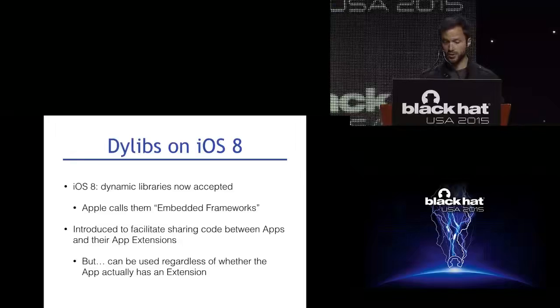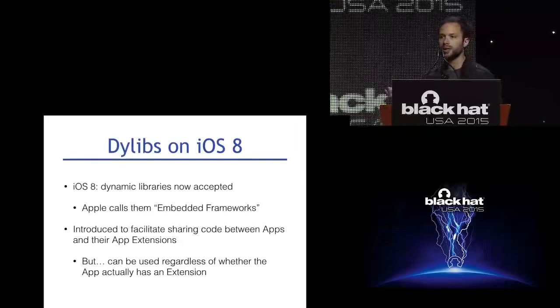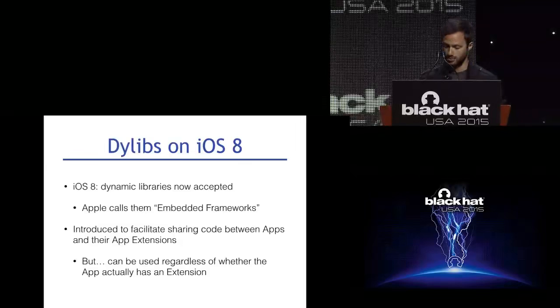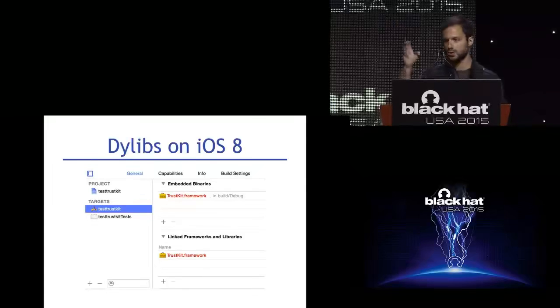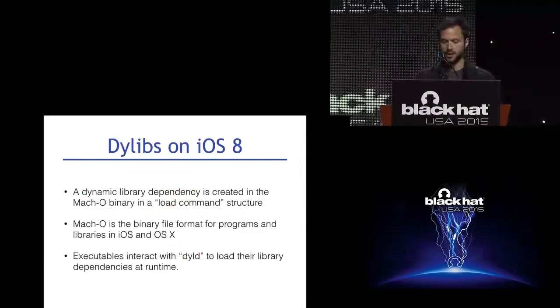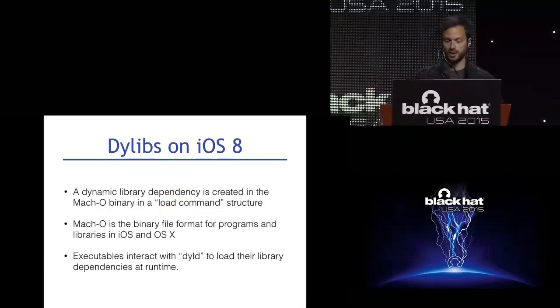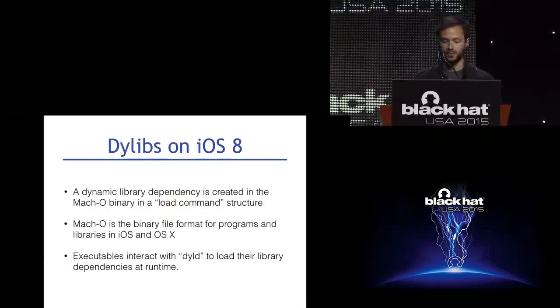But we saw that it's not really necessary to implement an extension if we want to use a dynamic library in our project. So that's what we did with TrustKit. As you saw in the demo, we just drag and drop our framework to our project, and what's happening behind the scenes is that a dynamic library dependency is being created in the Mach-O binary that we're building. That's our app, and it's creating a load command structure.